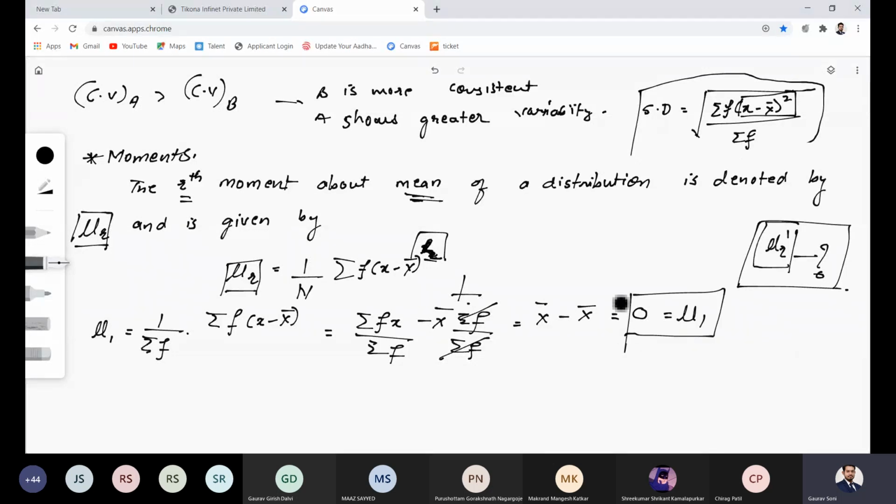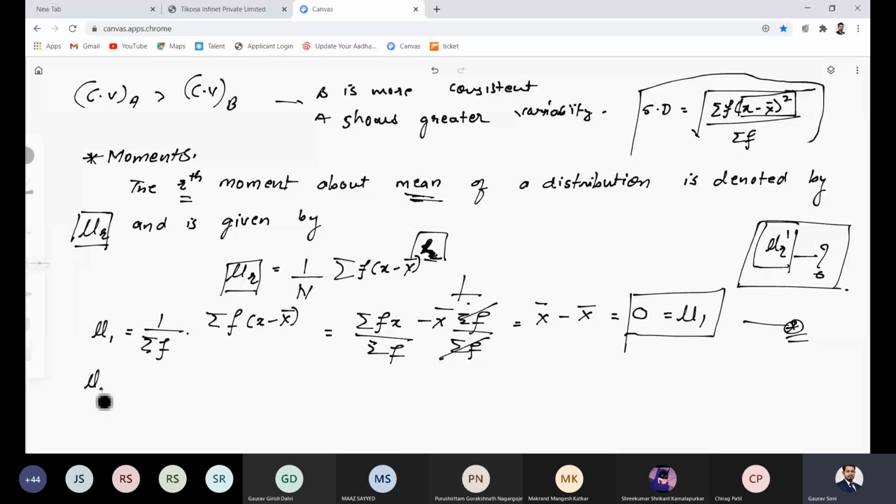Anyone having doubt up to this? Look, the questions are going to be like this: find the first four moments. The moment you see this, the first thing that should come to your mind is mu 1 is equal to 0. The first moment is equal to 0.